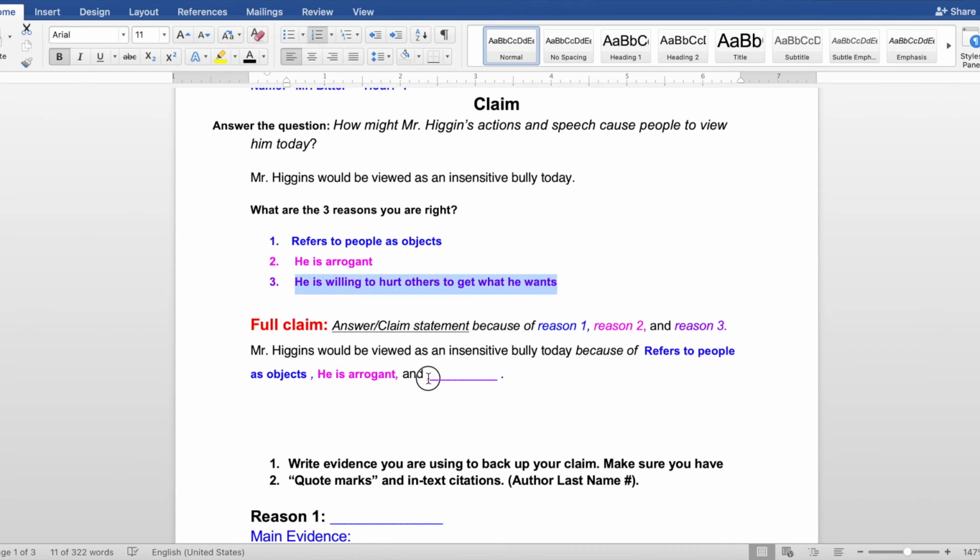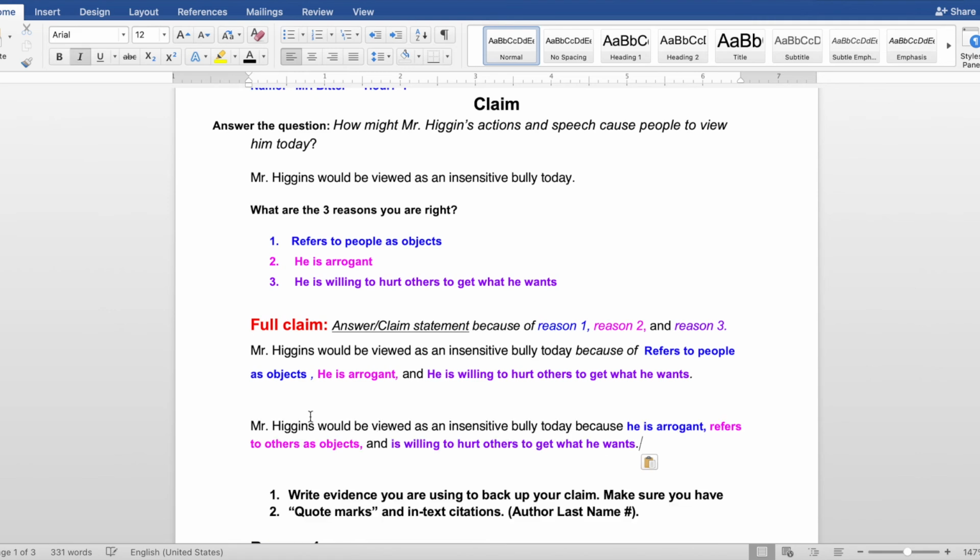Now, after we get all of these in, it's not going to sound super good. Mr. Higgins would be viewed as an insensitive bully today because of refers to people and objects. He's arrogant and he's willing to hurt others to get what he wants. Sounds a bit off. So let's reword that. Let's clean it up. So we're going to write a claim statement that is clear and concise, that gets to the point, but does it very smoothly. Here is the claim statement. Mr. Higgins would be viewed as an insensitive bully today because he is arrogant, refers to others as objects, and is willing to hurt others to get what he wants.